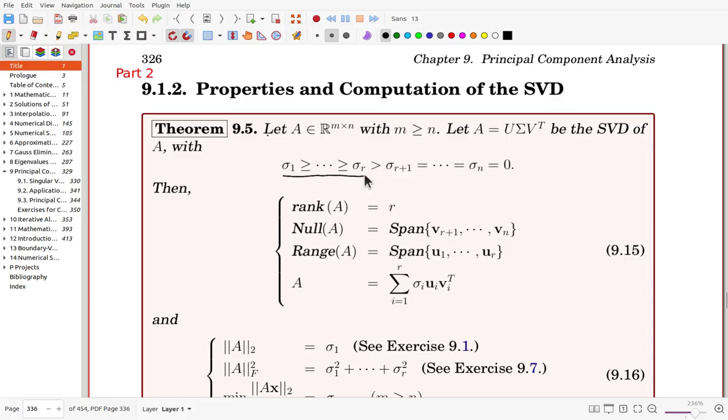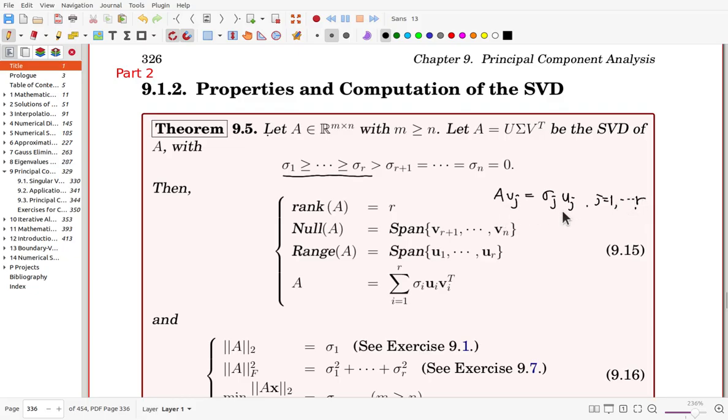all positive singular values. Then we say the rank of A is r, and the null space of A is from the right singular vectors. We collect here V r plus 1 to Vn. That is the null space, the basis of the null space. And the range is, now A, already we know that earlier, A Vj is sigma j Uj, of course j is from 1 to now r.